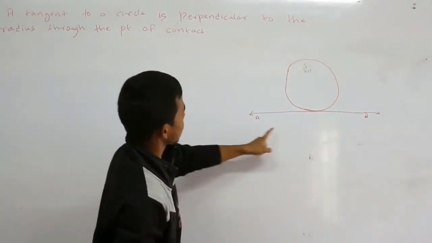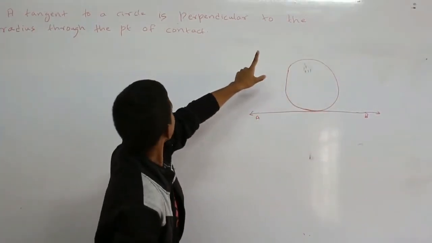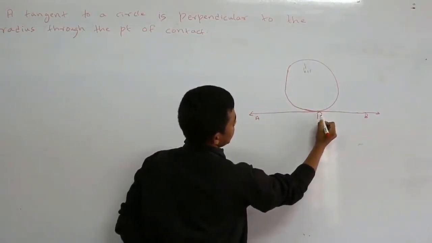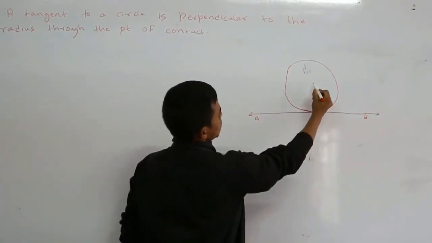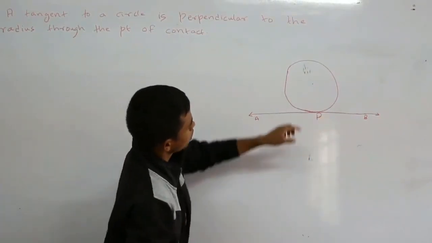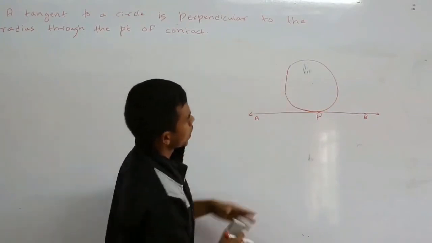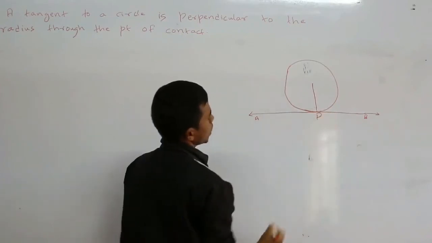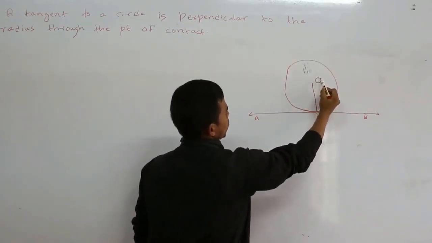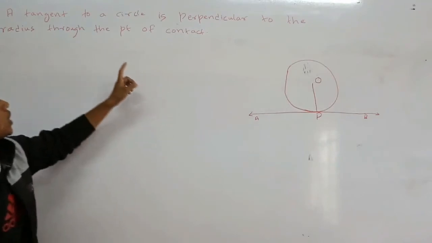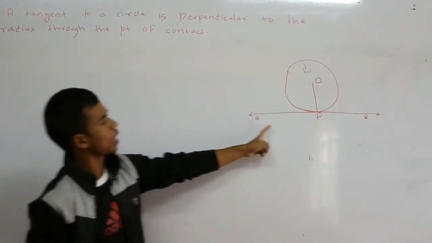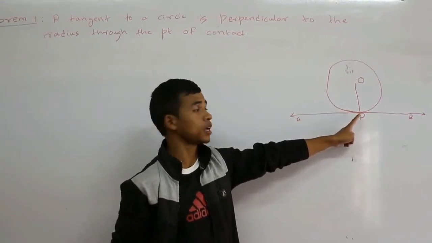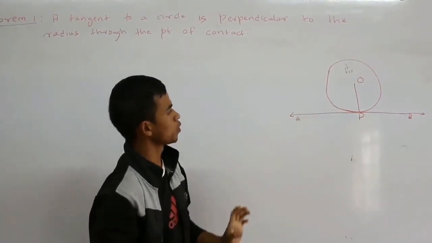Suppose we consider this tangent which is touching this circle at this point. Let's say this point to be P, and suppose this is the center of circle. Then the radius through the point of contact is that radius which will pass through this point of contact. Let us call the center to be O. Then this theorem states that the tangent and this radius through the point of contact, they are perpendicular to each other. This is what we have to prove.